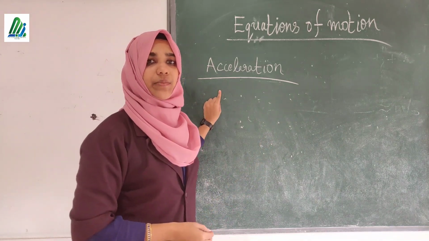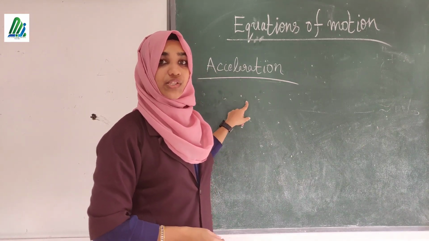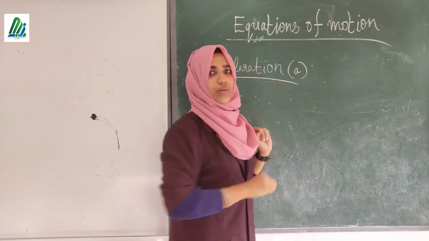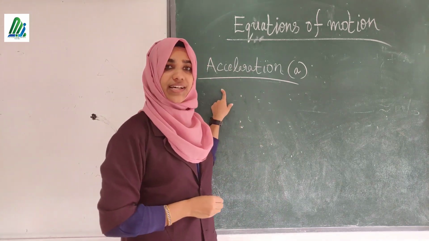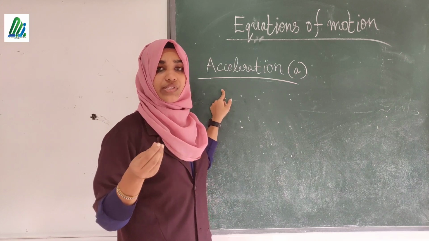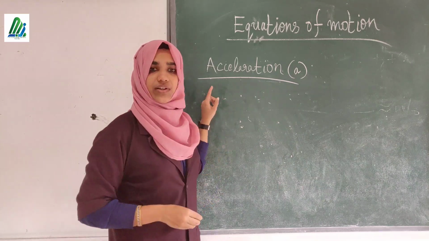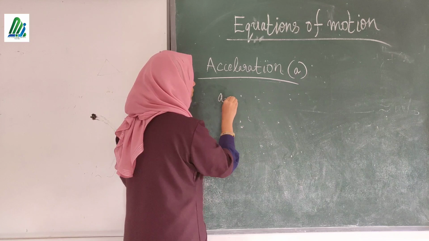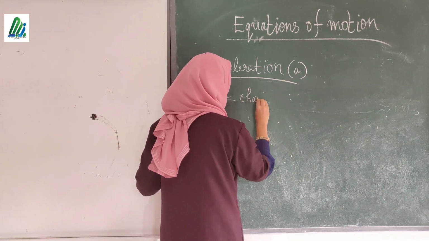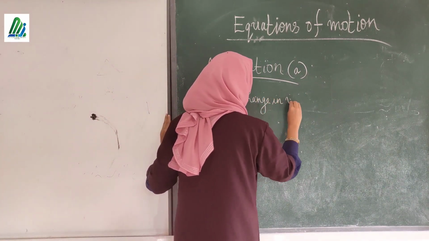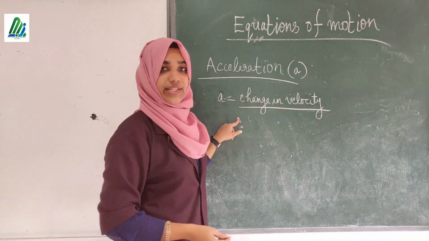Here, acceleration can be represented by using small a. Then acceleration is the rate of change of velocity. When velocity increases, acceleration of the body also increases. So we can write a equal to change in velocity by time.